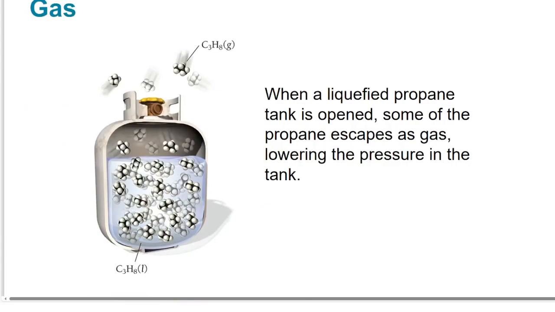So for example, when you open a bottle of propane, you aren't doing anything to increase the temperature, but some of the gas will escape, and this will lower the pressure in the tank, causing more gas to escape. So by lowering the pressure, you're actually causing the propane to convert from a liquid to a gas. And you'll notice that the outside of that tank will become cold, and that is because evaporation is an endothermic process, and we're going to talk about that later on in this chapter.